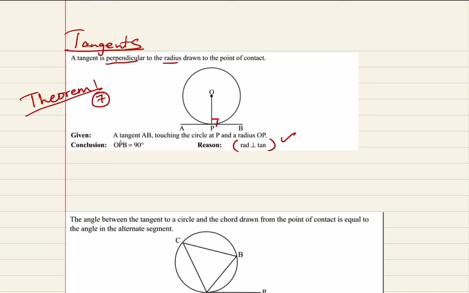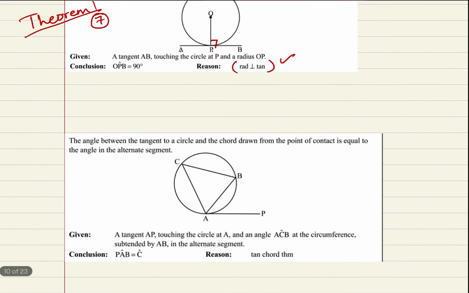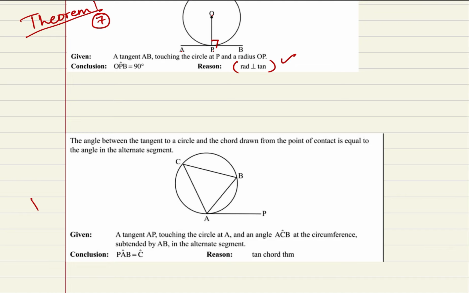Okay, let me repeat again. This is a radius and this is a tangent. OP is a radius, AB is a tangent. So they are perpendicular, hence they form 90 degrees. Okay, then that's the first one. Then we have another theorem here, theorem number 2, which is initially theorem number 8.